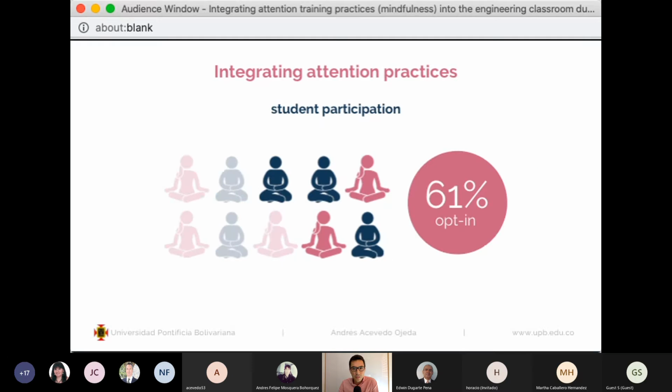Students' participation in the sessions has been around 61%. That means that on average, out of all students that come to the class, 61% opt in and do the session every class.